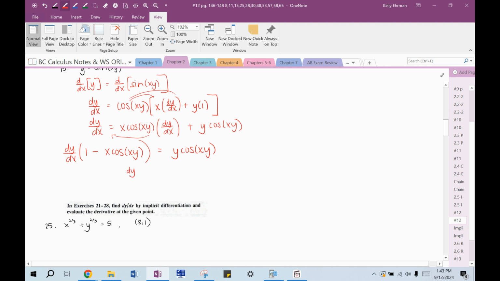The last step is to always divide. So dy dx equals y cosine of xy divided by 1 minus x cosine of xy. And that's as far as that can go.